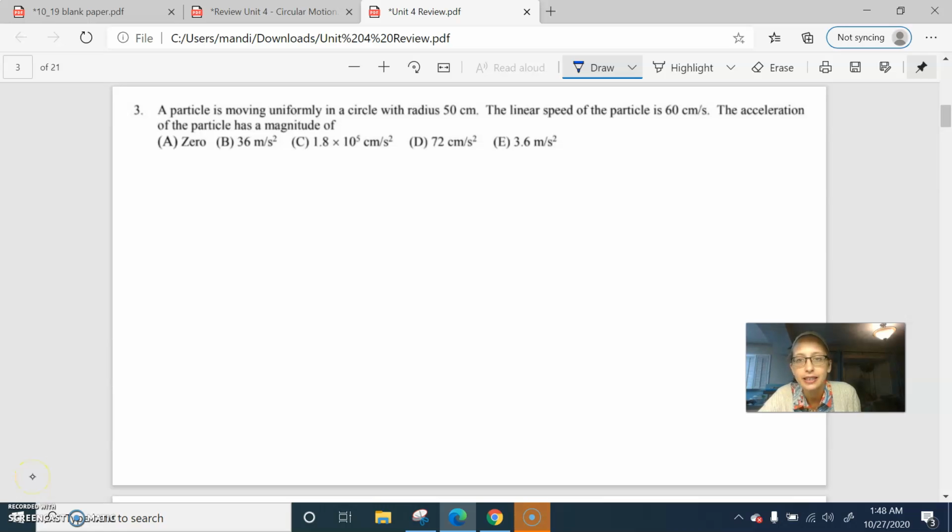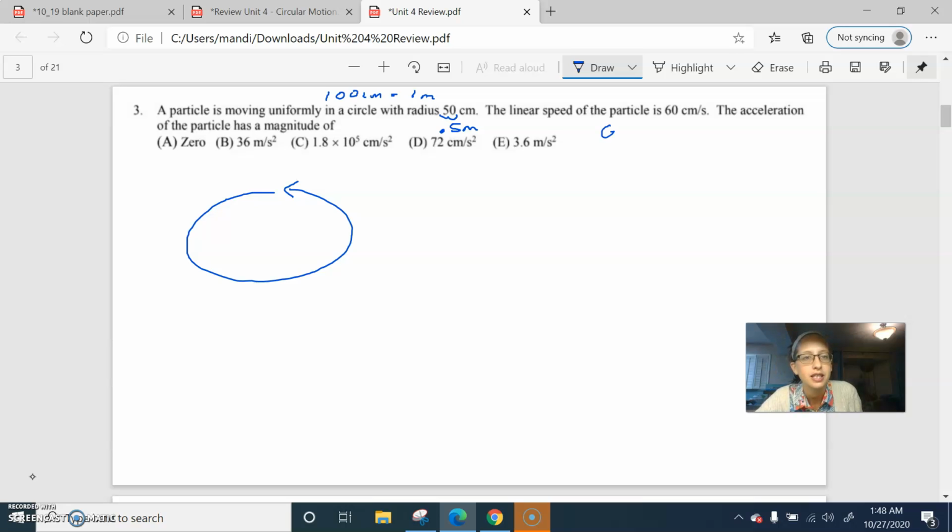Number 3. We're moving in a circle. Let's get everything to meters first. So 50 centimeters is 0.5 meters. There's 100 centimeters in every meter stick. Picture a meter stick. So if we have 50 centimeters, that is half of our meter stick.